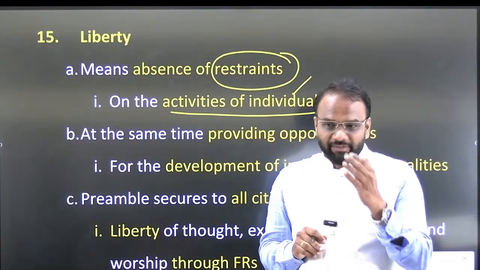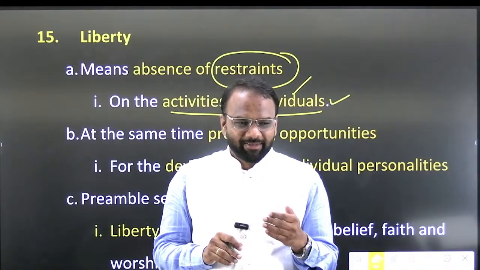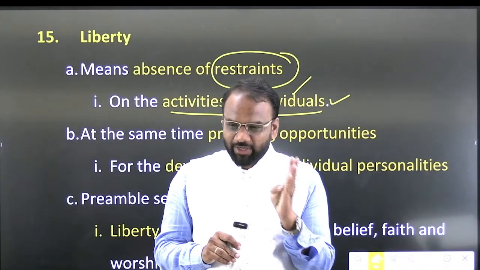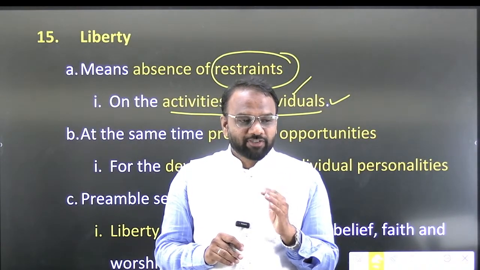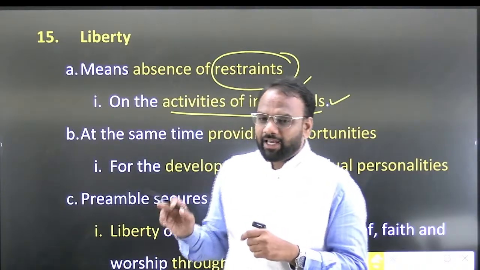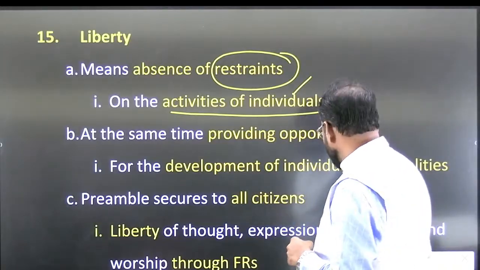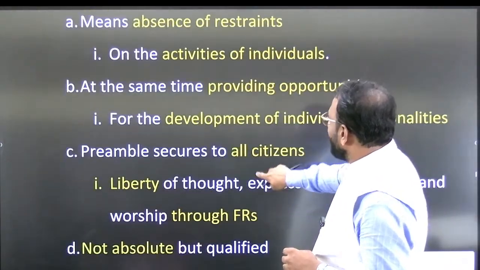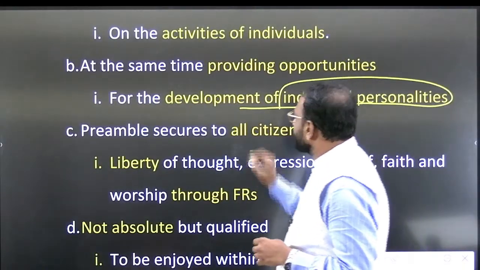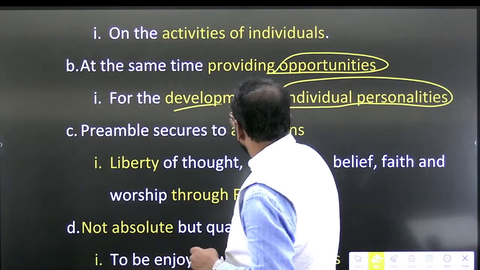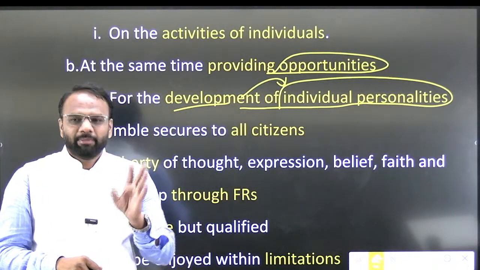When we discussed the republic, what were the different meanings that we came across? Republic: elected head of the state. One. Next, offices are open, absence of a privileged class. We saw that. Similarly here, liberty has multiple meanings. One is absence of restraints, no restrictions. The second one is, at the same time, providing opportunities for the development of individual personalities. This is another meaning of the same term liberty.